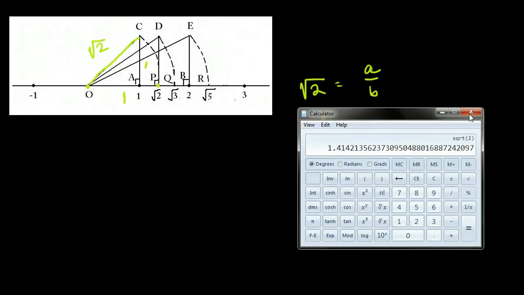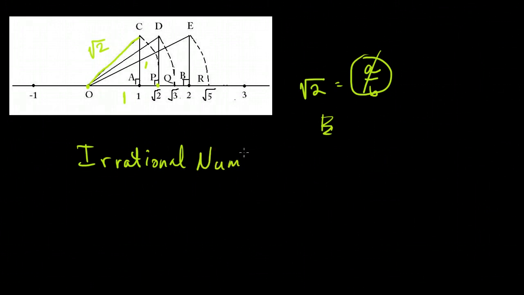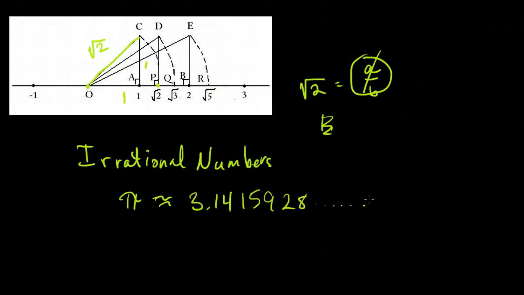So these numbers can't be written as a number over another number. They are not a terminating decimal. These are called irrational numbers. And there are some that we're familiar with. Pi, for instance, is an irrational number. We normally approximate pi to be 3.14, but in actuality it's 3.1415928, and so on and so forth. It continues on forever.